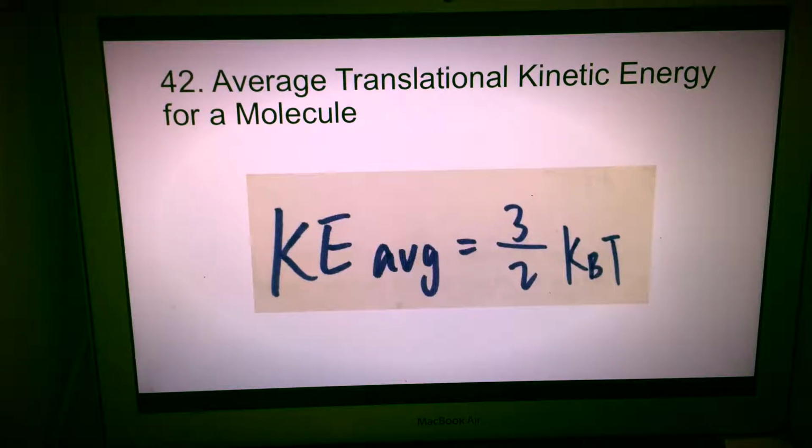42. Average translational kinetic energy for a molecule. This formula is really important. Kinetic energy equals 3 over 2 k_B times T. k_B is a constant and T is the temperature.